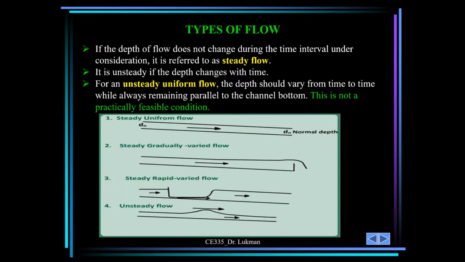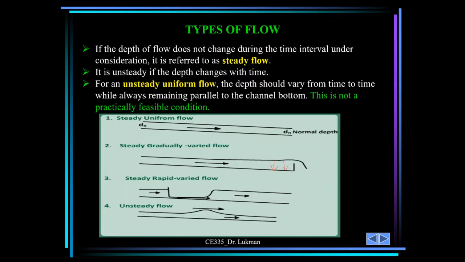For gradually varied flow, you can see when you put, let's say, a weir, a dam, or something here, the water will gradually accumulate and then it will change. Do you see the depth increasing with distance here? When the depth increases, we call it steady, gradually varied flow, because at a given section, the depth is the same.